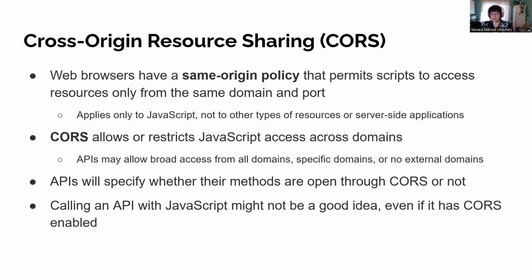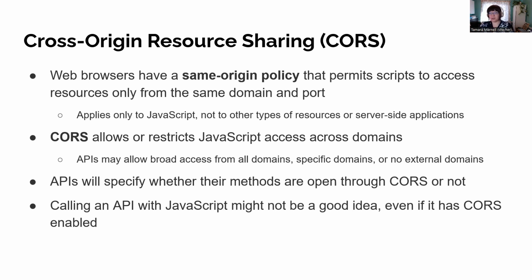CORS is actually the policy that a website owner can set to allow or restrict JavaScript access across domains. So APIs may allow broad access across all domains, or specific domains, or no external domains. So you have this script over here. You can say, I want anybody to be able to call this with JavaScript from anywhere. Or you can say, nobody can use this script except people who are at my school. So an API will specify whether their methods are open through CORS or not.